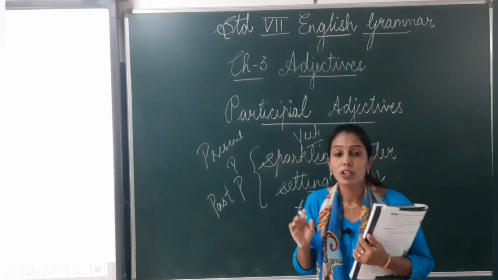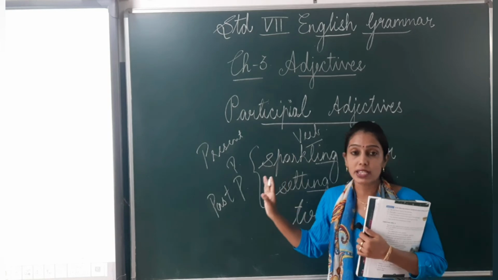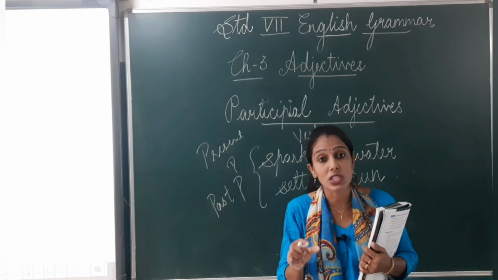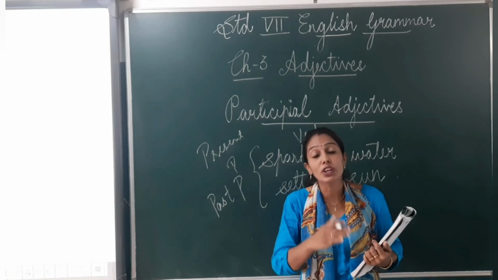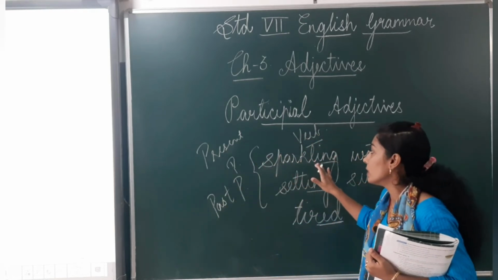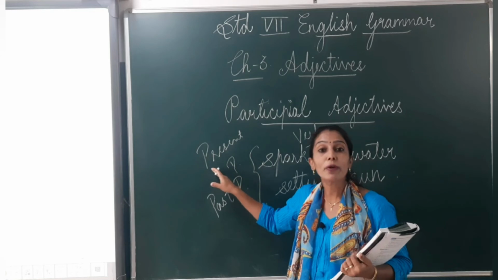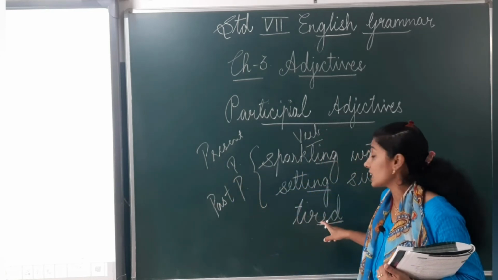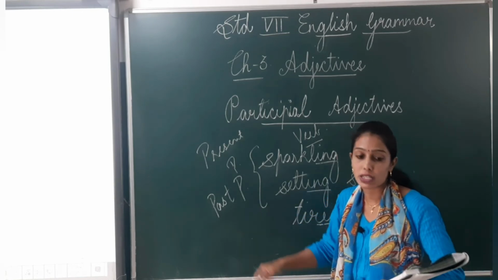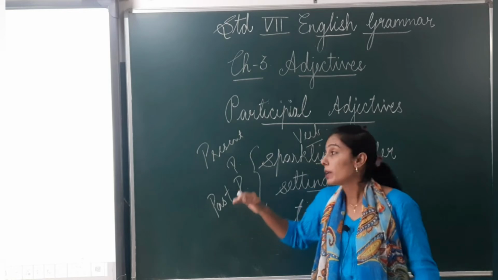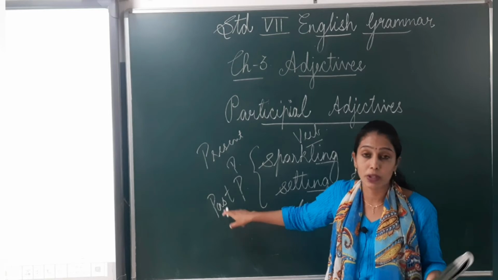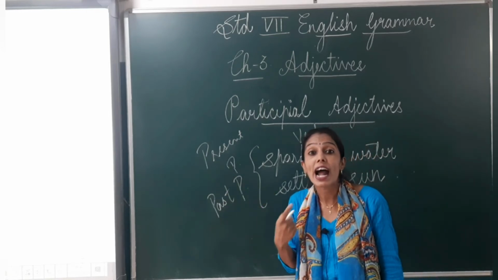Past participle. So children, in such type of adjectives, you have to see the verb. The verb you have to see is in which form? Whether the verb is being used in the ing form or in the ed form. If the verb is in the ing form, it will be present participle. If the verb is in ed form, agar verb ke sath ed lagaya hai, then it would be in the past participle form. So in both these, present participle and past participle, it does the work of an adjective.